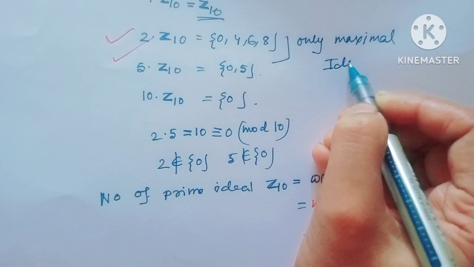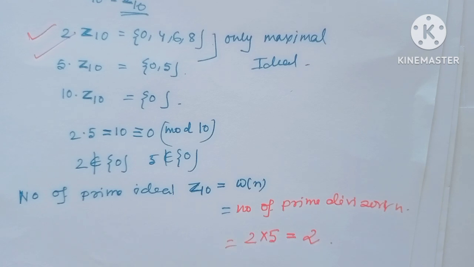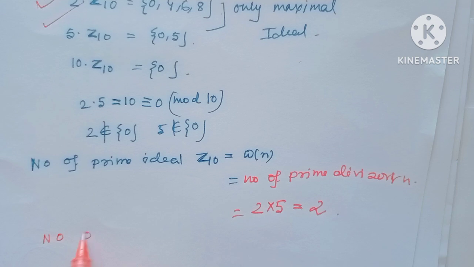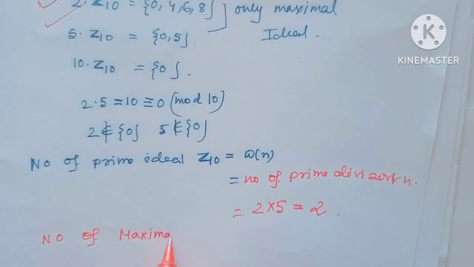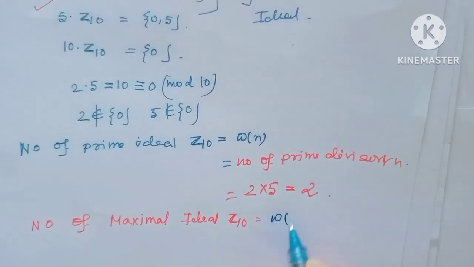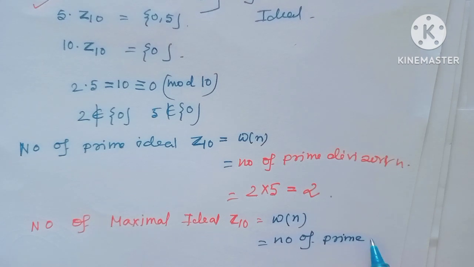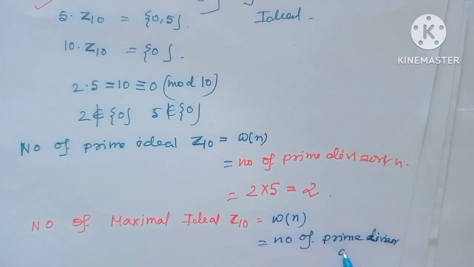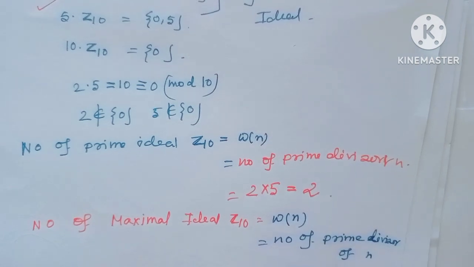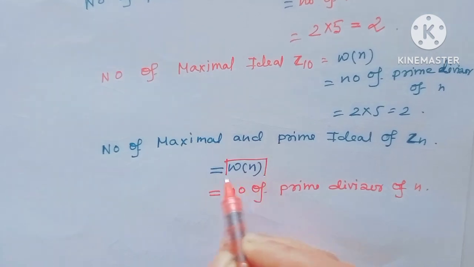Similarly, in Z10, the number of maximal ideals is omega(n), which is the number of prime divisors of n, and this is equal to 2 times 5, so 2. Actually, the number of maximal and prime ideals in Z_n follows the same formula, the number of prime divisors of n, which is denoted as omega(n).